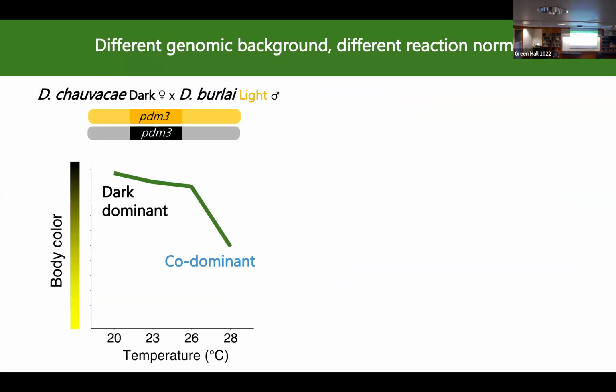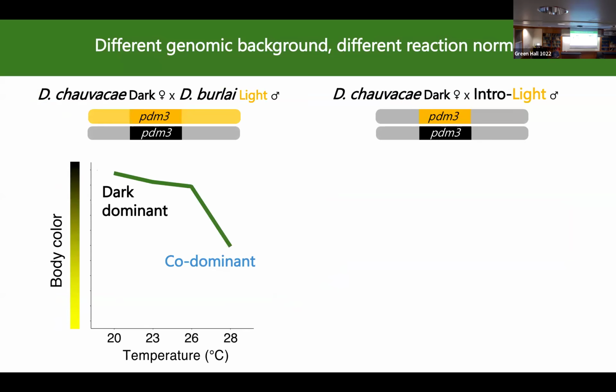So as a result, at first, when the Shobaka dark strain is crossed with the brulli light strain, the phenotype had phenotypic plasticity, and the dark allele was dominant at the lower temperature, and the two alleles were co-dominant at the higher temperature. So it shows an intermediate body color.